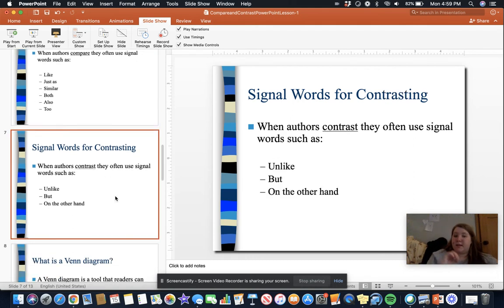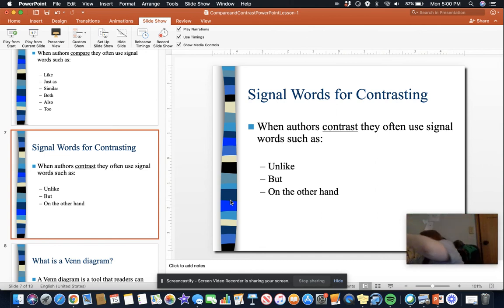When we are contrasting objects, we can use words such as unlike, but, and on the other hand. So I have this hat and I have this sweater. I can say that this object is a sweater, unlike this hat. I can say this sweater is red, but this hat is yellow. And I can say that this object is big. On the other hand, this object is small.